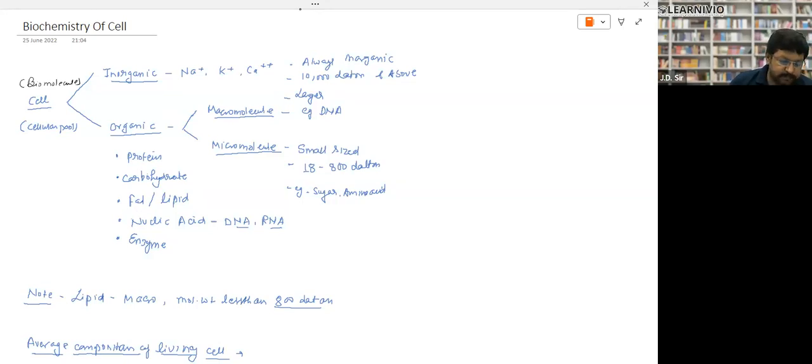Depending on molecular weight and solubility, organic molecules fall into two categories: micromolecule and macromolecule. Next point.